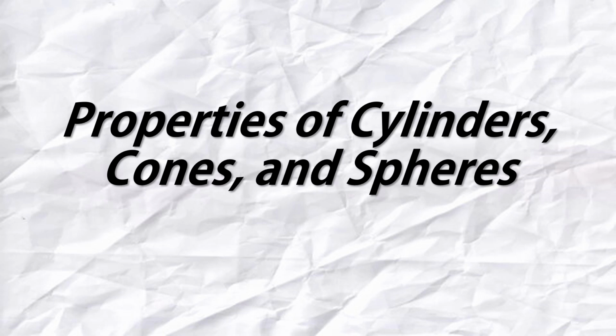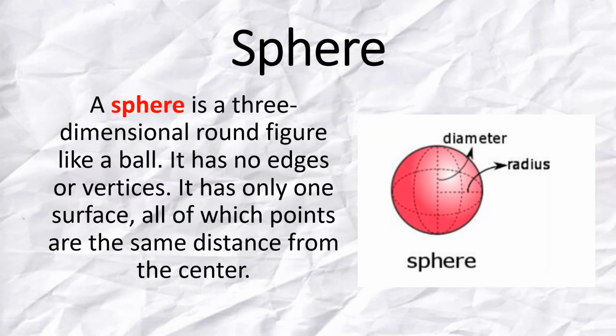For this lesson, we'll be discussing the properties of cylinders, cones, and spheres. In the previous lesson, you have been familiarized with solid figures with straight edges and flat surfaces. In this lesson, you will learn to visualize solid figures whose surfaces are made up of curves. The first one is a sphere.